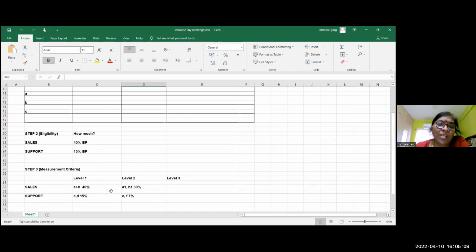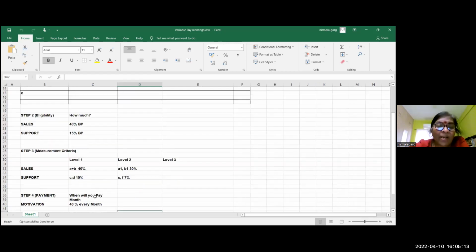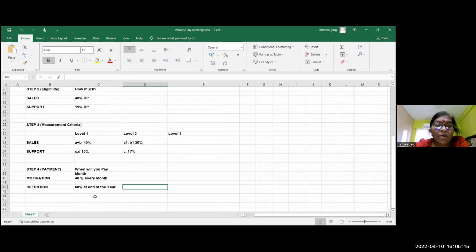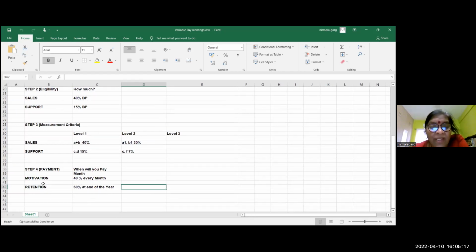If you achieve only A1 and B1, you will get 30%. So like that, you have to write the predetermined targets. You have to write, if you achieve what, you will get level 1, level 2, level 3. Level 1 can be the highest, level 2 a little less, and level 3 a little less.